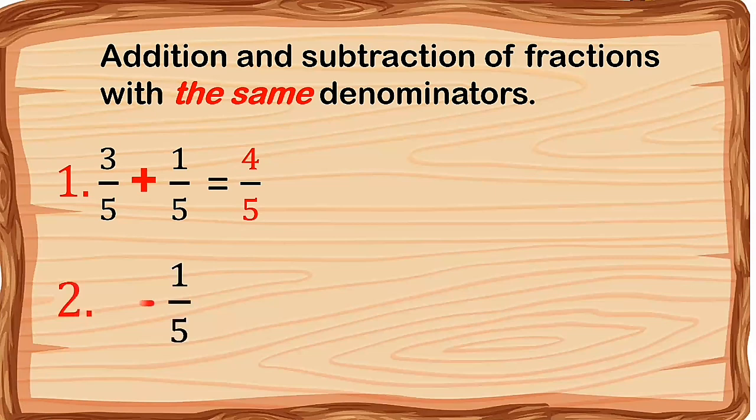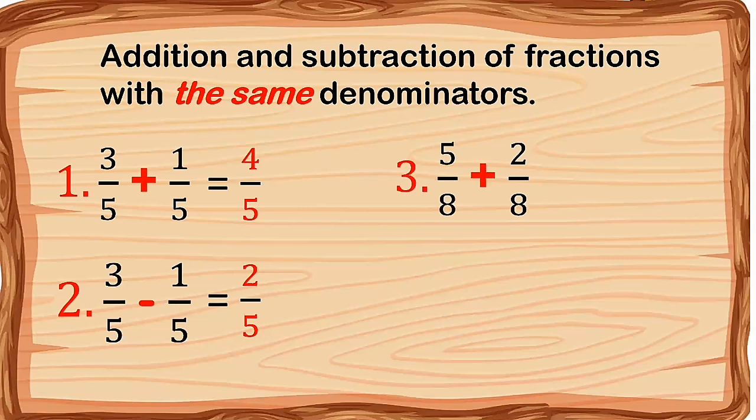Another example, we have 3 over 5 minus 1 over 5. So a while ago we add, right? So this time you are going to subtract. Same here. If they have the same denominators, you will simply subtract the numerators and keep the denominator. So 3 minus 1 is equal to 2 and keep the denominator 5.